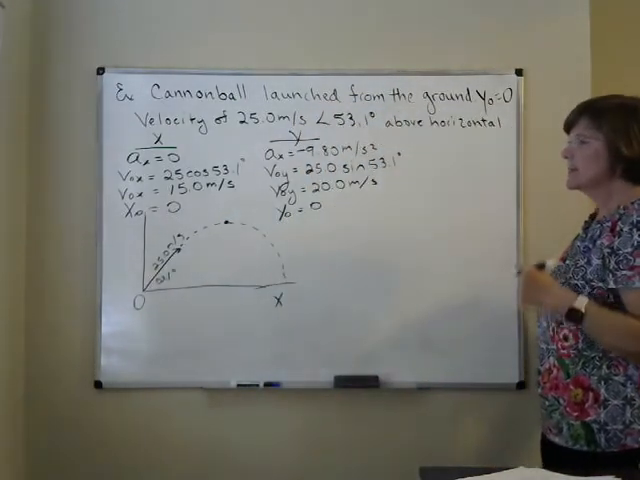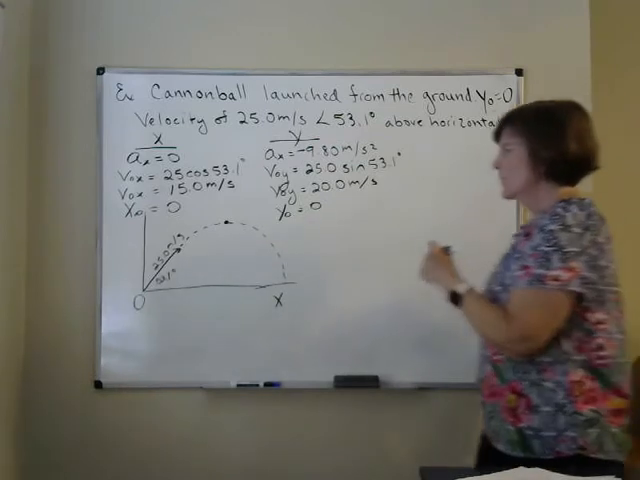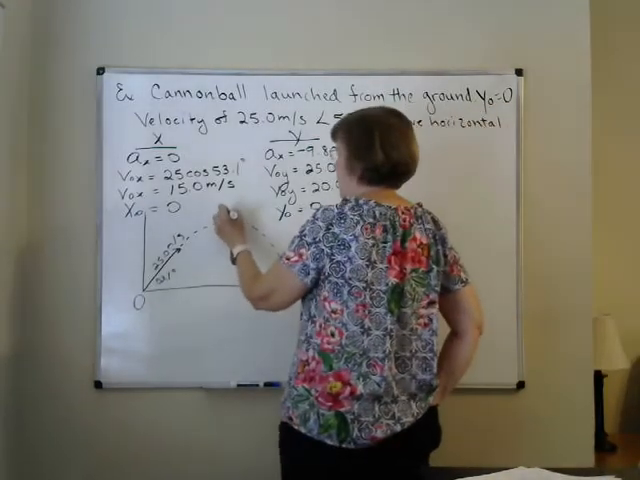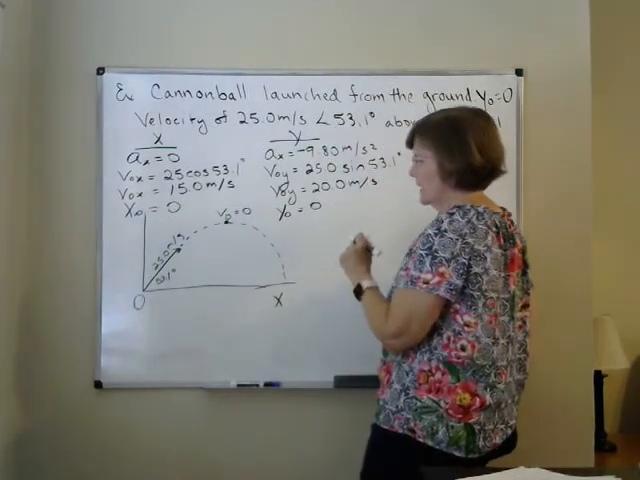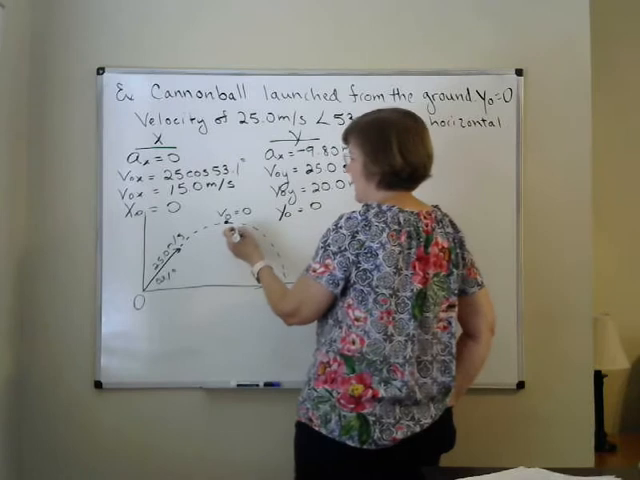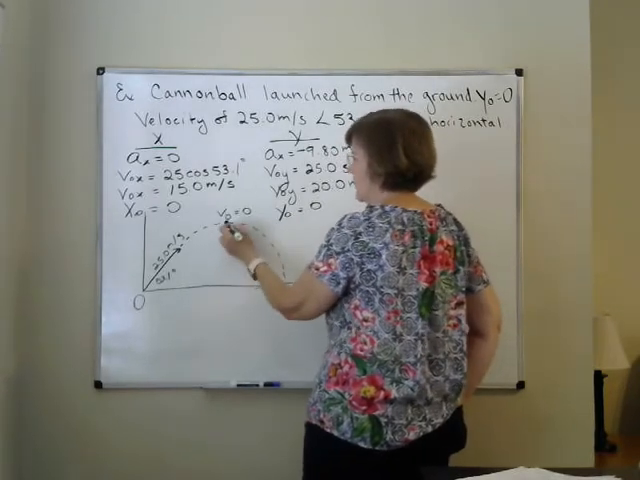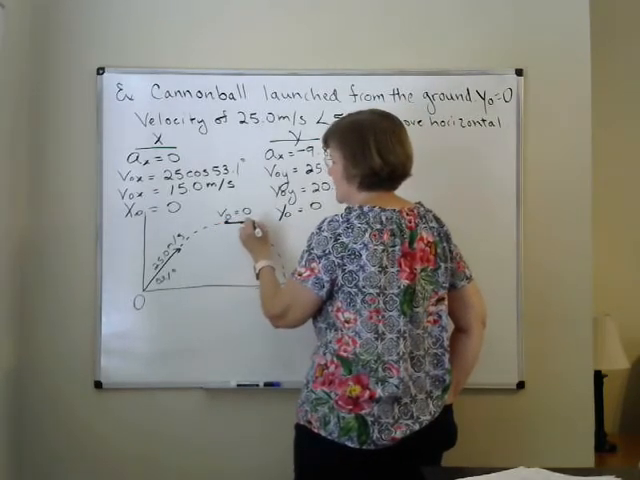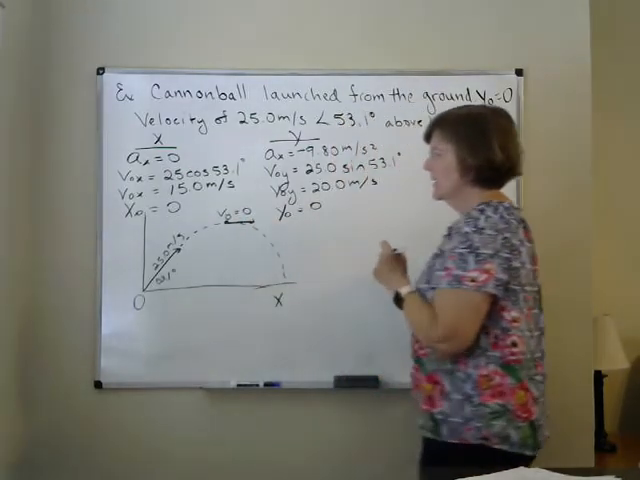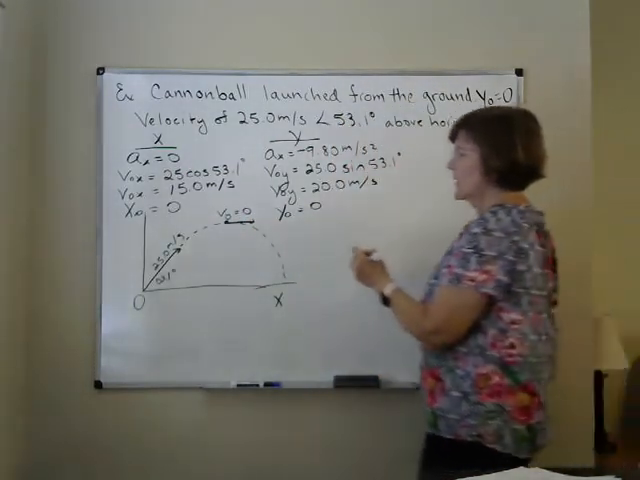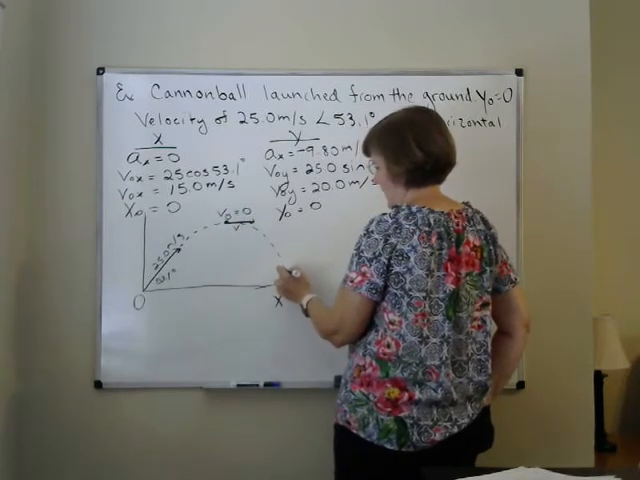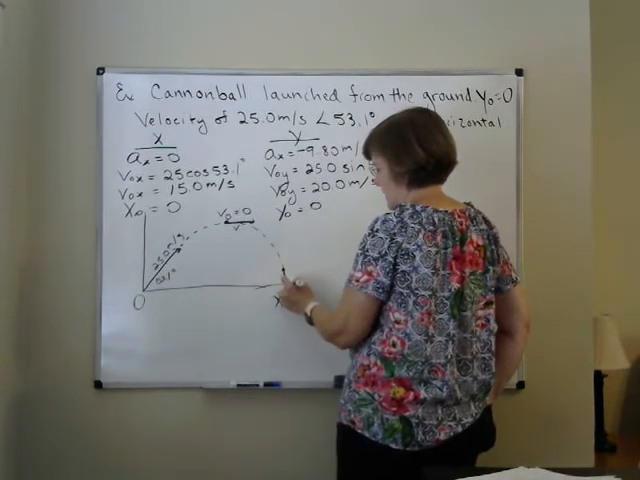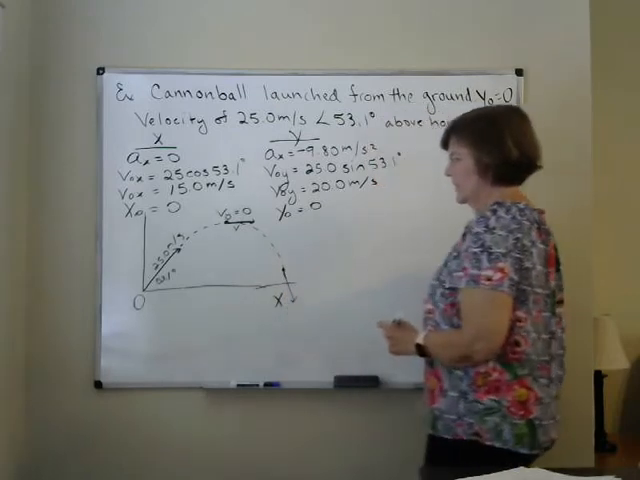The maximum height happens when Vy equals 0. Because look at it. When it's at its maximum height, it doesn't have any velocity in that direction. Remember, velocity is tangent to the path. So at that particular point, the velocity is this direction. Later down here, the velocity is at some angle.